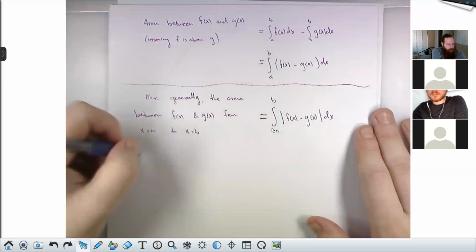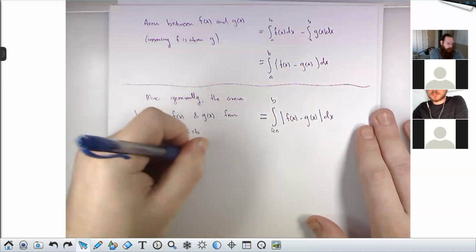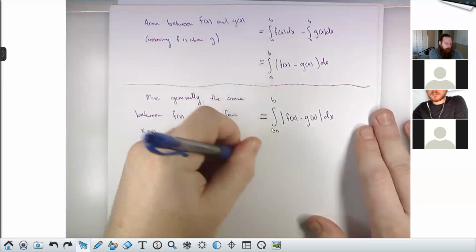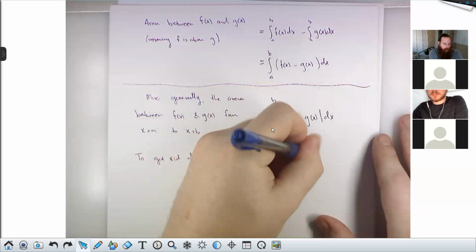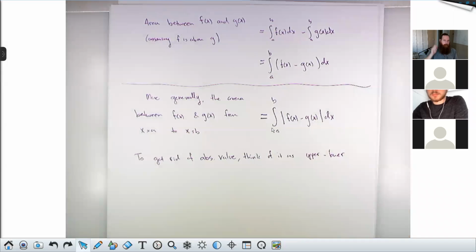So to get rid of the absolute value, think of it as upper minus lower. So if f and g happen to trade places, f minus g is going to be positive if f is above g. But if f is below g, then f minus g would be negative, and so the absolute value would fix that and make it positive. That's the idea.